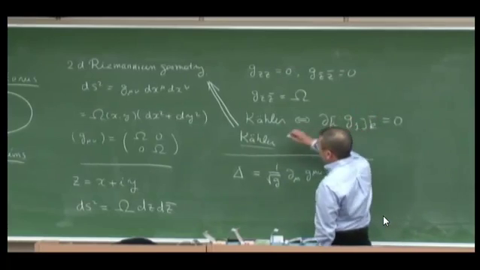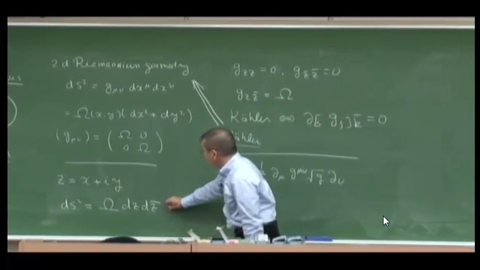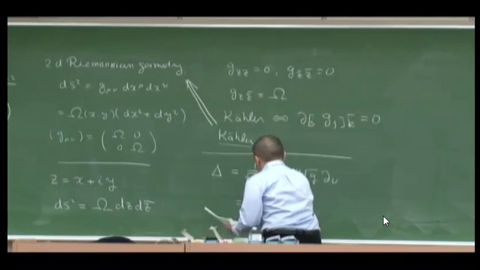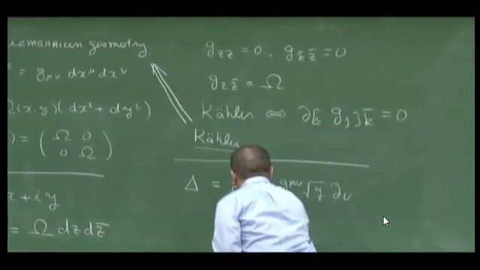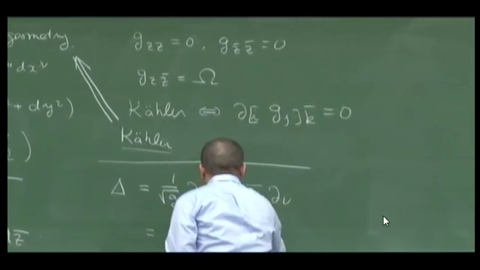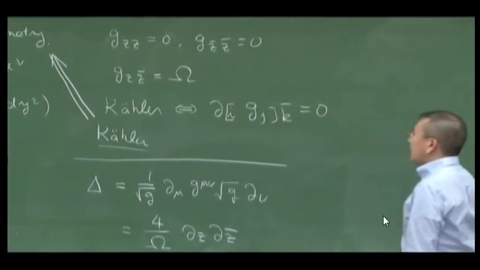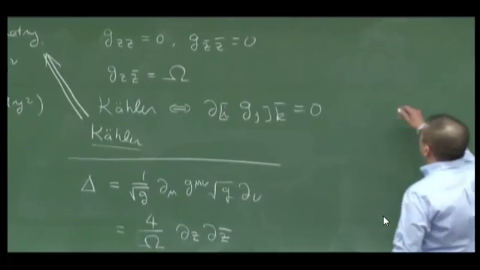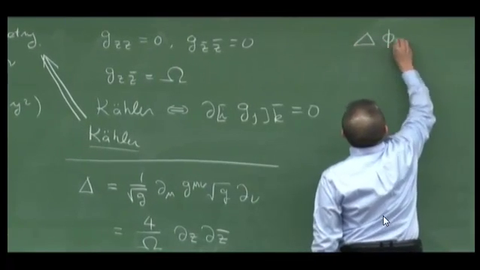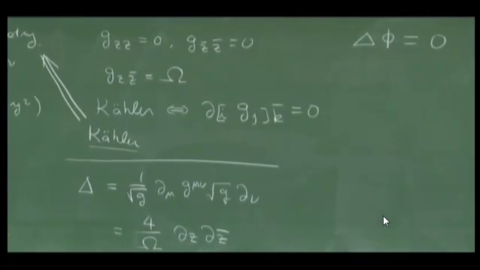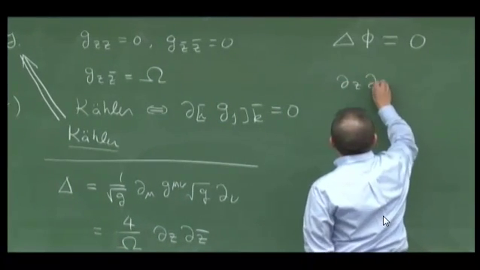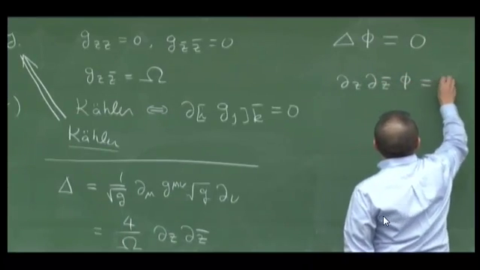But if you choose the metric to be of this form, then we can write this in this way, del z del z bar. So there are various advantages of using complex coordinates. One immediate advantage is that it is extremely simple to solve the Laplace equation. The Laplace equation now takes the form of del z del z bar of phi is equal to 0.